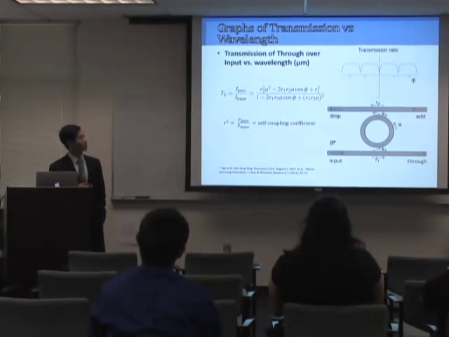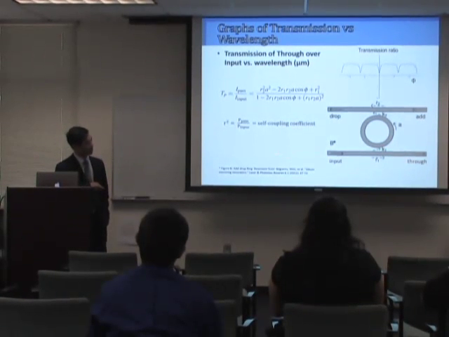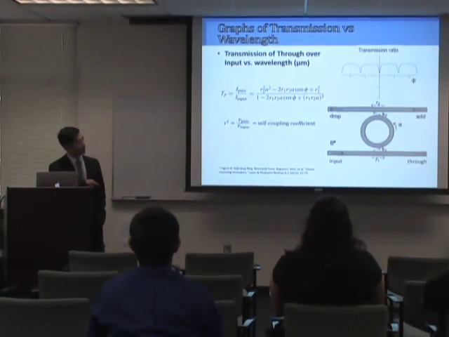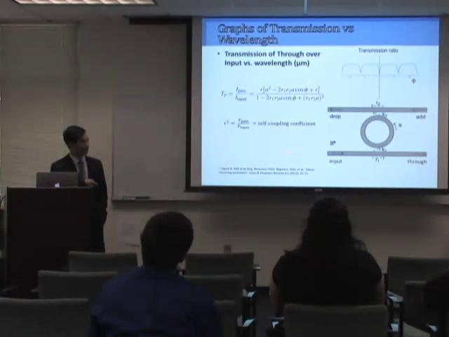So these are graphs of transmission versus wavelength. This is the transmission of the through port, which is here, over the input. Light will go through here and out the through port. As you can see, there are peaks and troughs. The peaks are when all the light is going through this waveguide. The troughs are when very little light is going through the through port and most of the light is going through the ring and redirected towards the drop port.